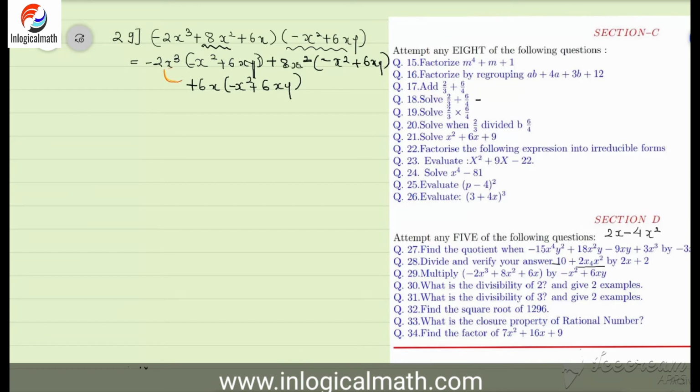Okay, so now what you have to do, take this multiplication. This minus 2x cube is multiplied to minus x square, and again this is multiplied to 6xy. So what we get? Minus 2x cube multiplied to minus x square, plus minus 2x cube multiplied to 6xy. The same way we have to do the multiplication. This 8x square is multiplied to minus x square.